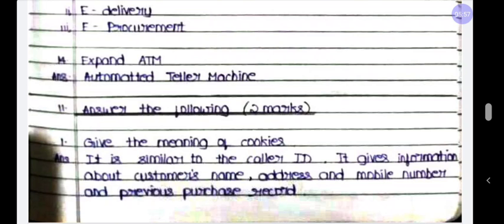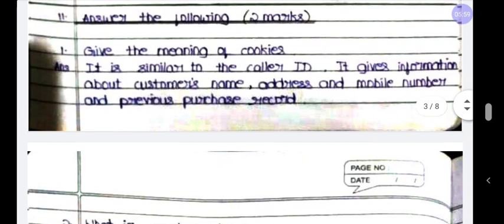Next, move on to the 2 marks questions. First question: give the meaning of cookies. This is a very important question for the examination. It is similar to caller ID. It gives information about the customer's name, address, mobile number, and previous purchase record. While you are purchasing any product or visiting any website, in the icon tab or in the link they show some information. That information we call cookies.